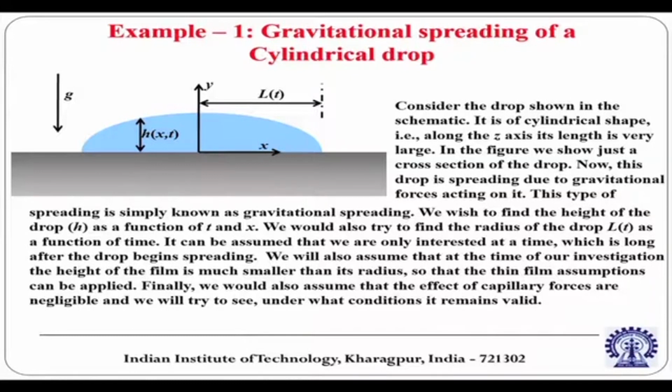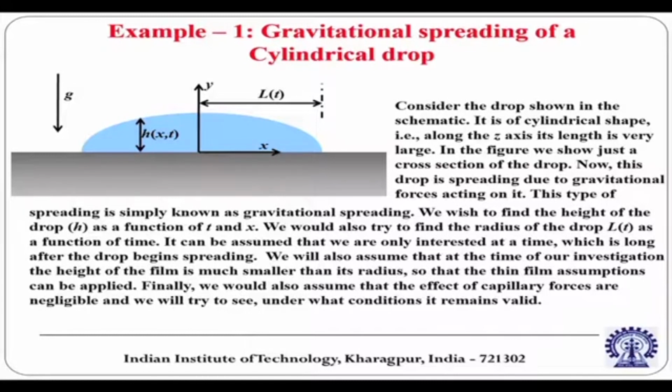Consider the drop shown in the schematic with that blue color. It is of cylindrical shape, that is along the z axis the length is very large. So, it is an infinitely long cylindrical drop, so to say. The z axis is not important, because it is infinitely long along the z axis, all the gradients along the z axis are not important. So, whatever is happening in the xy plane is what is important. This drop is spreading due to gravitational forces acting on it, that is the situation that we want to mimic. This type of spreading is known as gravitational spreading.